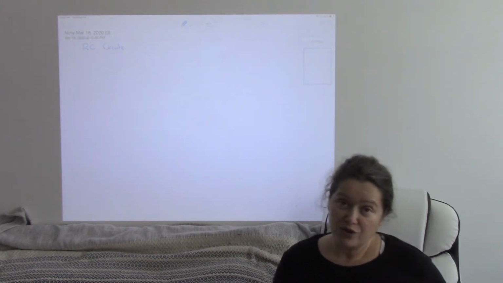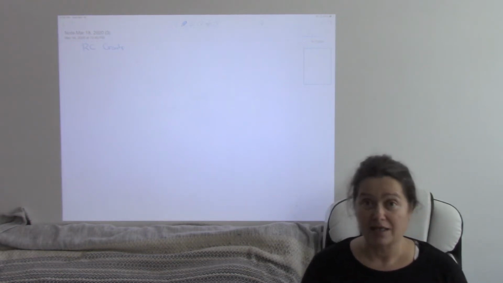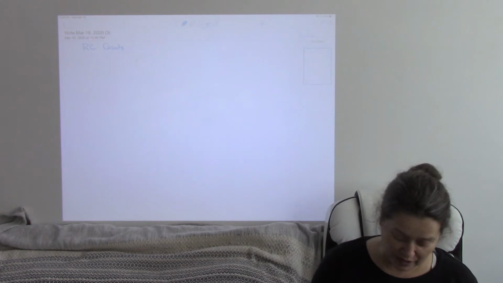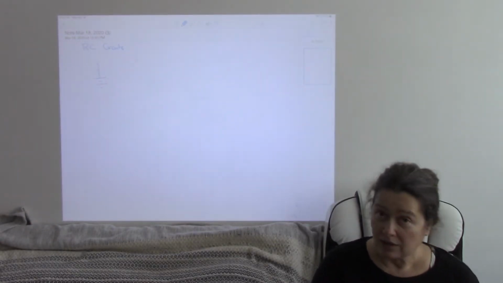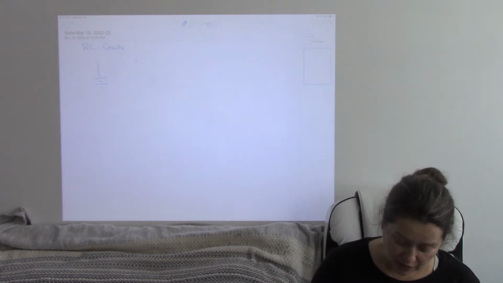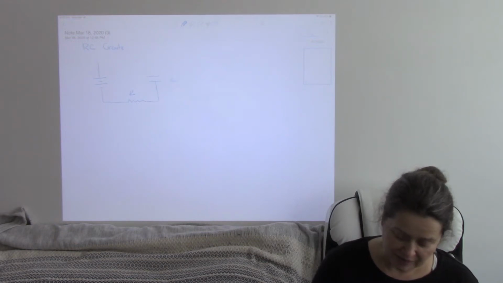Well, today I want to talk about RC circuits, and obviously an RC circuit has a resistor, a capacitor, and a battery. Let's just draw this circuit together. We have the battery, then the resistor of resistance R, and then the capacitor of capacitance C. Obviously we want a switch here, which at time equals 0 is going to be closed.